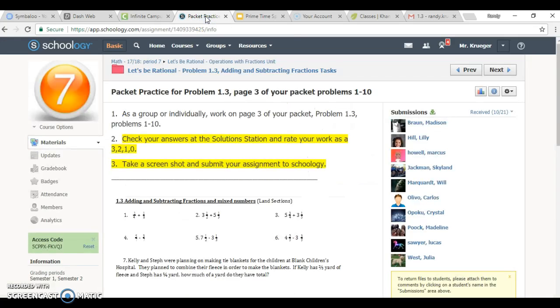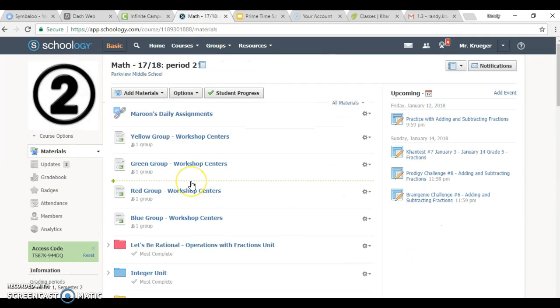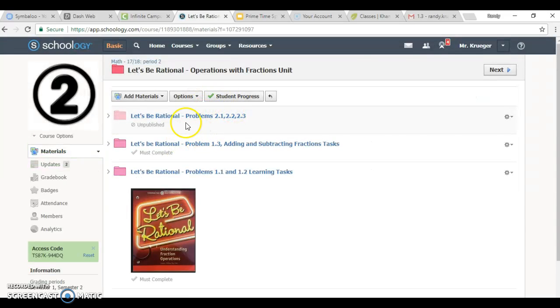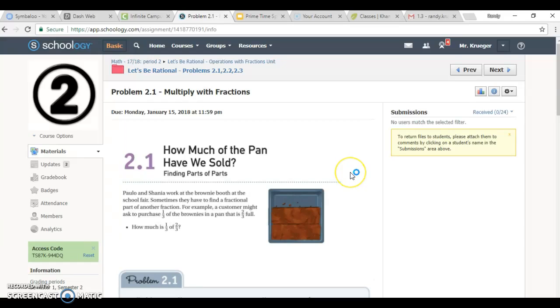All right, so you're on problem 2.1, and we're still in the Let's Be Rational folder. The newest folder's on top, problems 2.1, 2.2, and 2.3, but we're looking at 2.1. So when you pull this problem up, it says, how much of a pan have we sold? Finding parts of parts. So how much is 1/3 of 2/3?